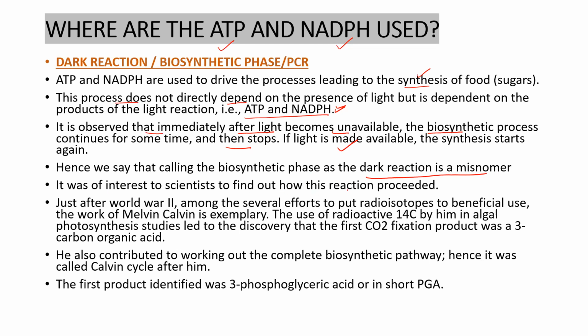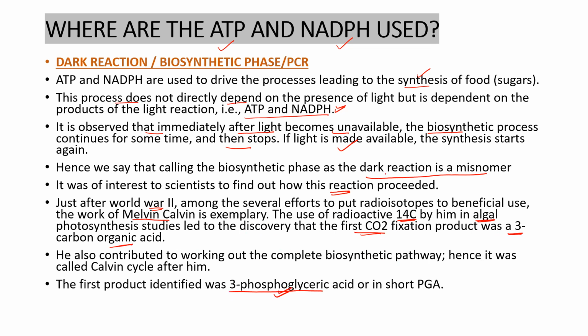They wanted to know how the reaction proceeds. Just after World War II, several efforts were made by different scientists, and Melvin Calvin is the one who used radioactive carbon, that is C14, and algae to study which is the first carbon dioxide fixation product. He found that the first carbon dioxide fixation product was a 3-carbon organic acid, also known as 3-PGA. Later on, he discovered the complete biosynthetic pathway.